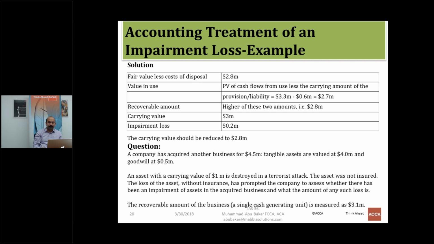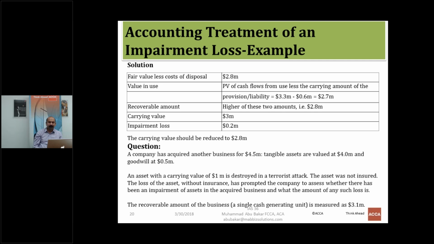3.1. Okay, and this is the second pop-up question, a very small question. Please solve it. Calculate the impairment loss, in fact. Very simple, very simple. Impairment loss. Calculate the impairment loss. Okay, answer should be very, very simple.